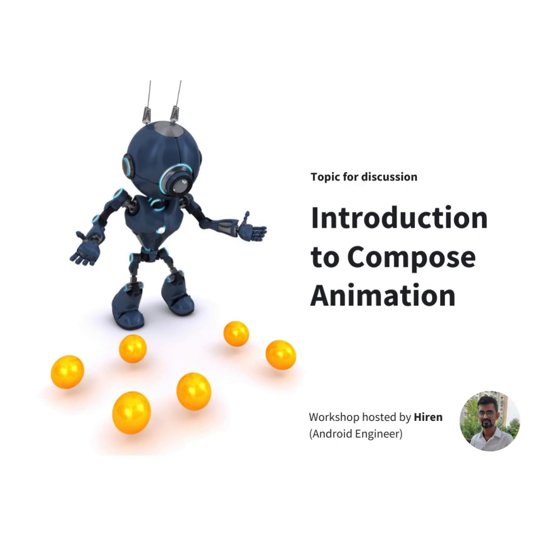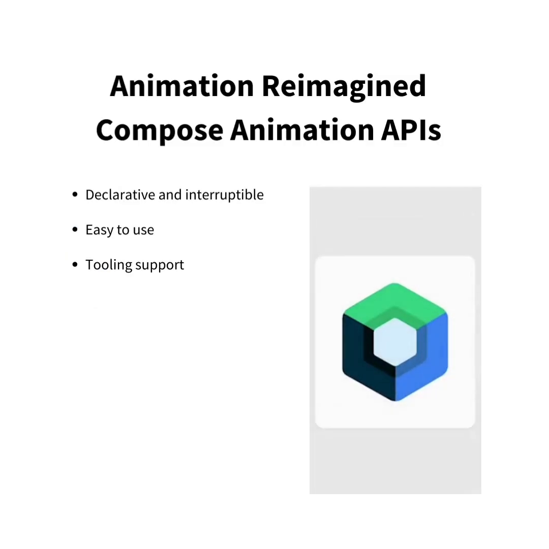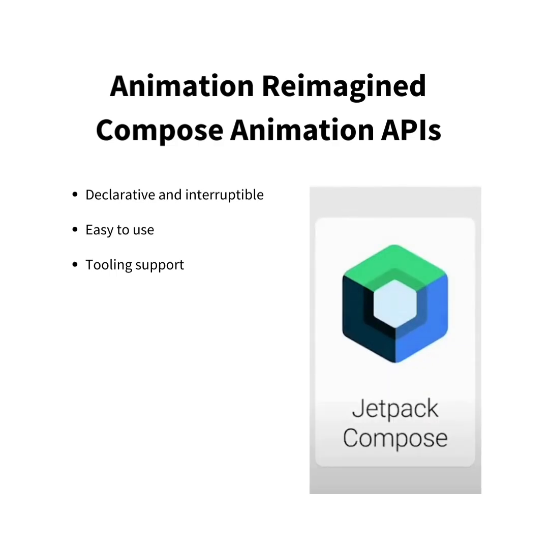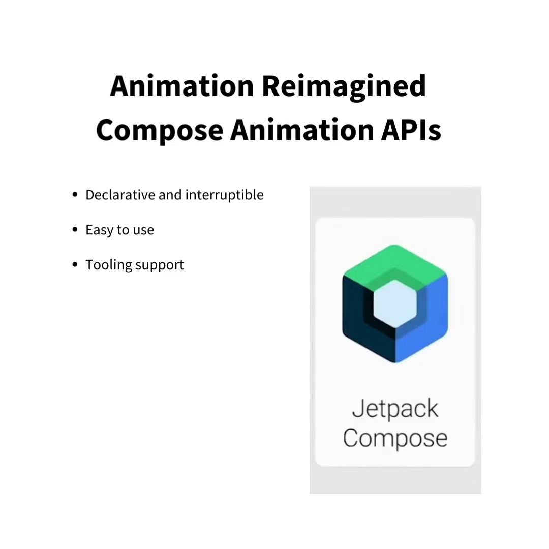In this session, we discuss several animation APIs in Compose and how to use them effectively. As the title of this session suggests, the animation API in Compose is a brand new API that we reimagined from the ground up. Many APIs are declarative, and it's also interruptible. When an animation is interrupted by another animation, the values from an ongoing animation are carried over to the new animation. They are easy to use and they are all highly customizable.